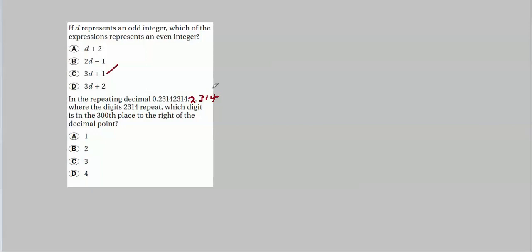That makes sense, doesn't it? Throw out every complete set of 4. And then start counting for whatever you've got left, assuming you don't have complete sets of 4. In other words, what's 300 divided by 4?